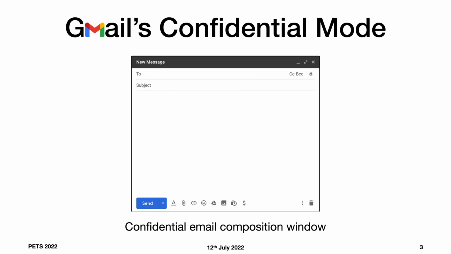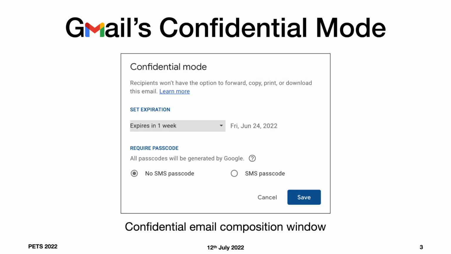This feature is known as confidential mode, and its icon is represented by a lock with a timer symbol within the message composition window. Users can turn on the confidential mode by clicking on this icon, which leads to this window. The confidential mode does not perform end-to-end encryption on the email. However, it allows Gmail users to set an expiration date by specifying the amount of time the email will be accessible to the recipient. The default option is 1 week.